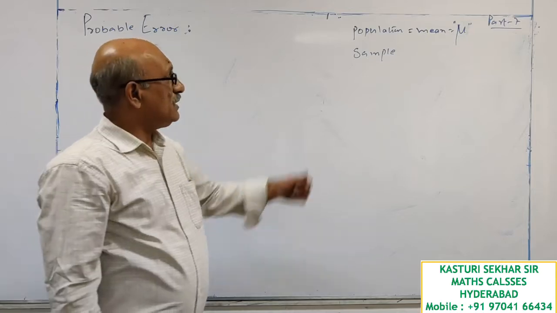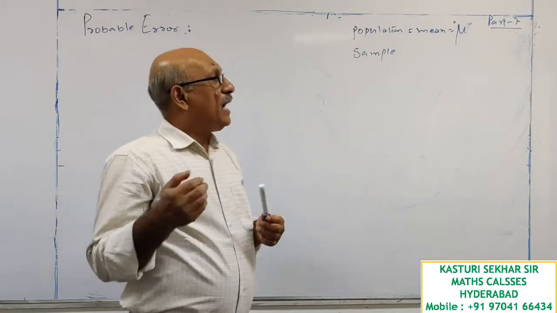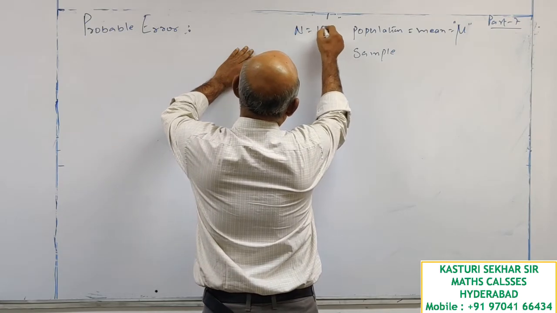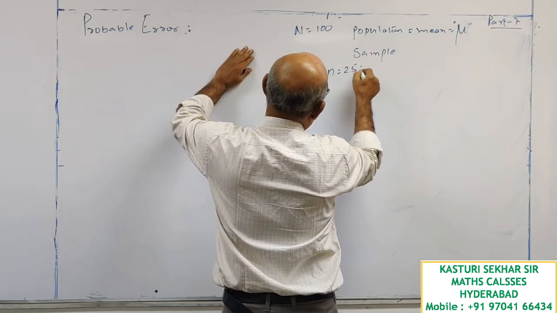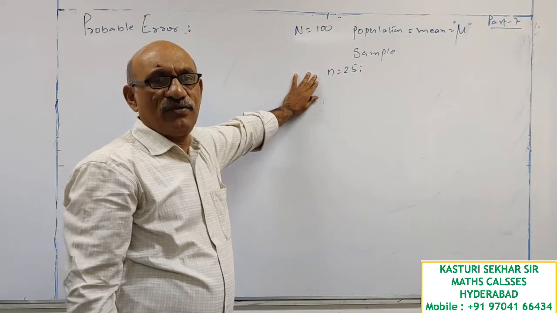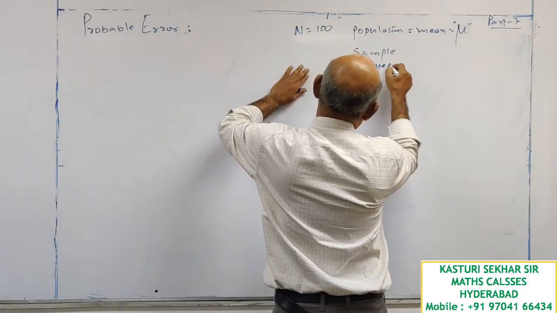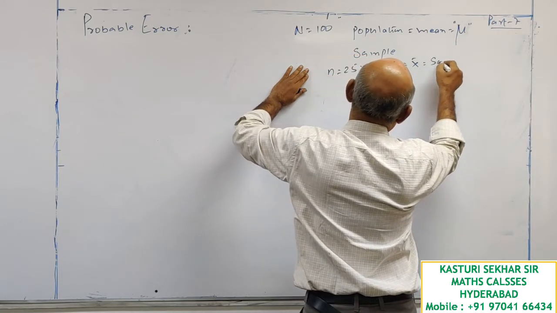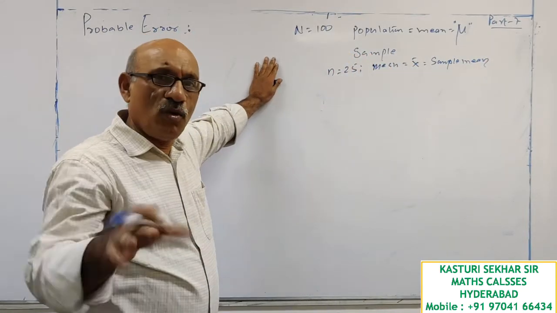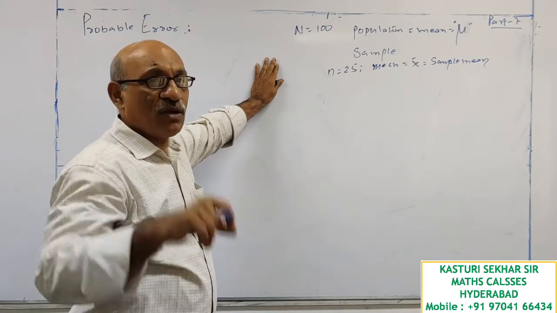Let us see an example, a continuation of this example for sampling. I have 100 students and from these 100 students only 25 students are taken, and an exam is conducted to these 25 students. Again the class average is calculated. So this is called sample mean, denoted by x bar. Both are means only. One is for 25 students and another is for the total number of students.